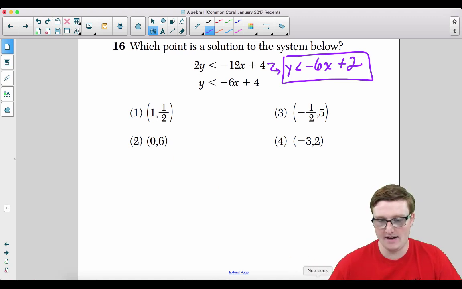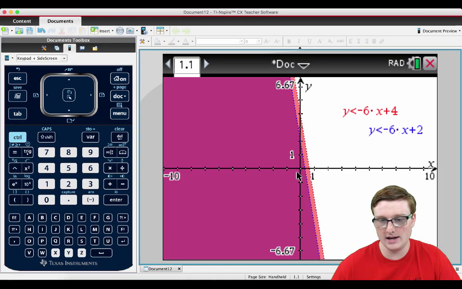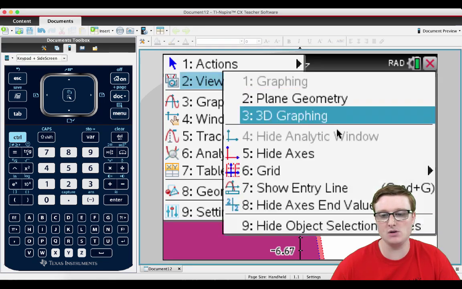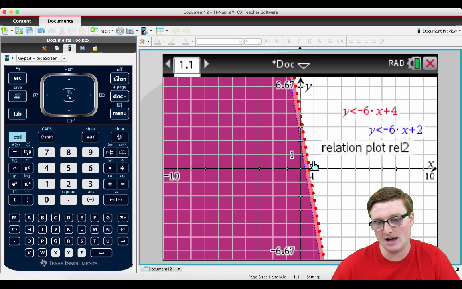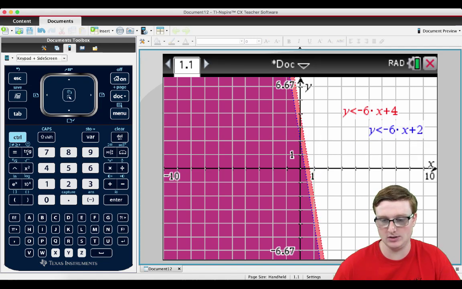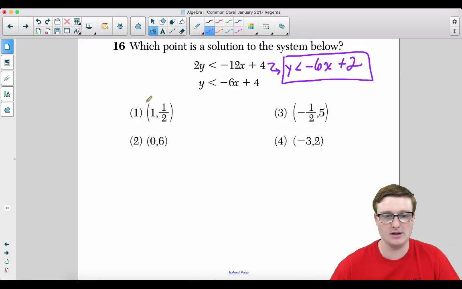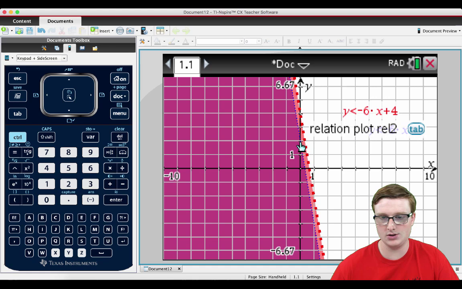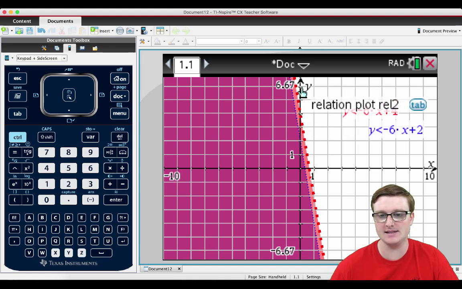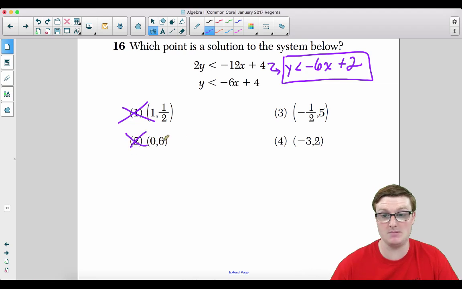1, 1/2. Okay, well, 1 and 1/2. If I were to do menu, view, grid, line grid, 1 and 1/2, that's right here outside of the solution set. That makes absolutely no sense. Okay, so get rid of that answer. Choice 2, this is saying 0, 6. 0, 1, 2, 3, 4, 5, 6. That's all the way up here. That lies outside of the solution set, definitely. So that can't be the answer.